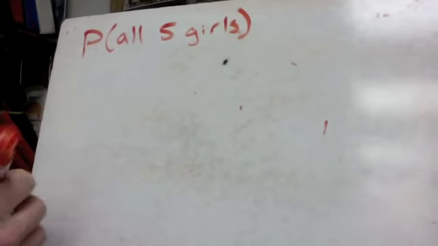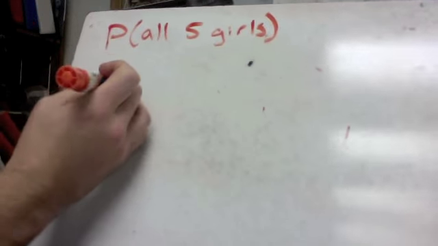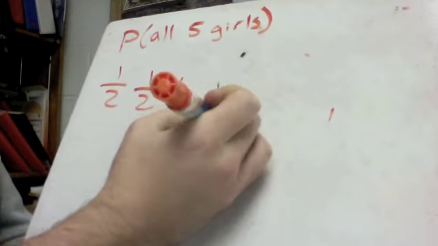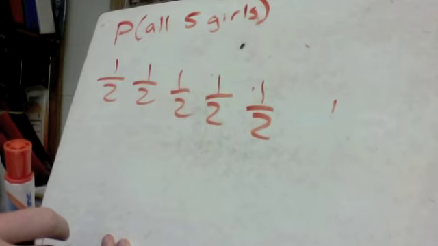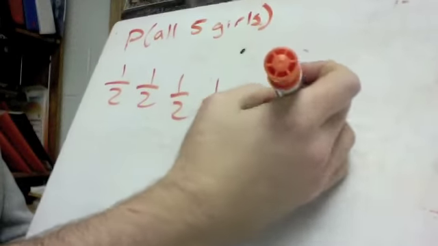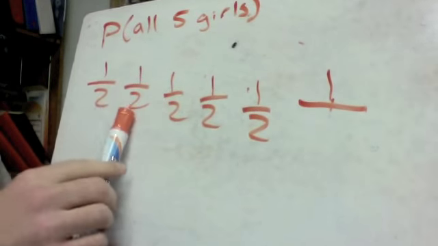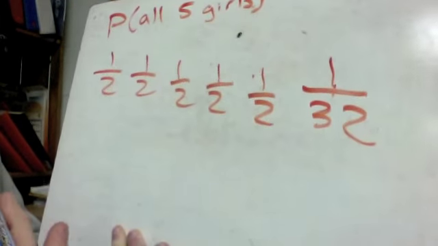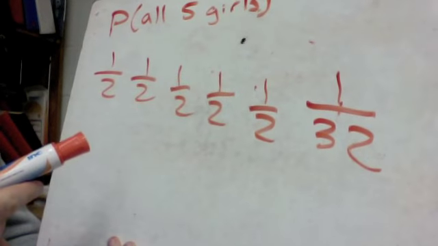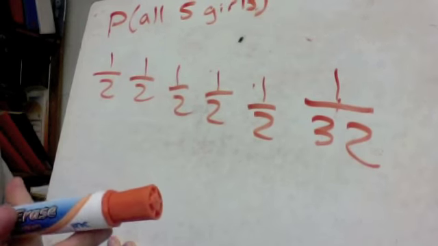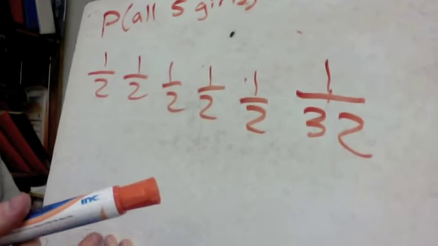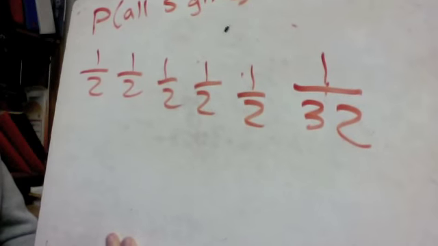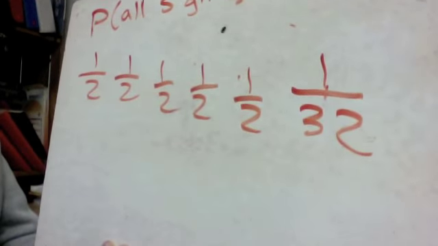So the probability of getting all 5 girls. The first time you had a kid, it would be a 1 out of 2 shot of getting a girl. 1 out of 2, 1 out of 2, 1 out of 2, and 1 out of 2. Times them all across, the top is going to be 1. The bottom number is going to be 2 times 2 is 4, times 2 is 8, times 2 is 16, times 2 is 32. So again, just like the coin problem, if we had 5 kids, 5 girls is going to be a 1 in 32 chance. Not a very good chance of having 5 girls in a row, but it can happen. It's not a 0 probability. It definitely can happen.